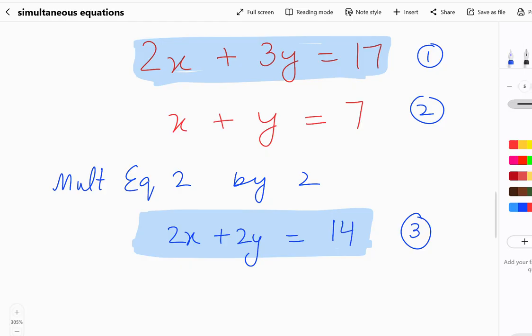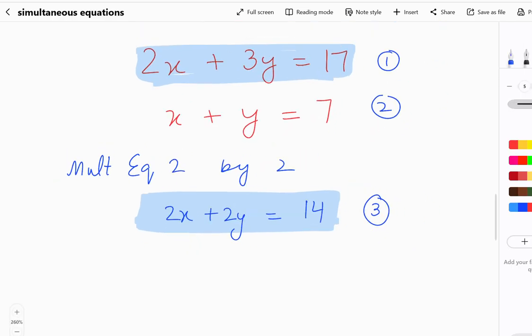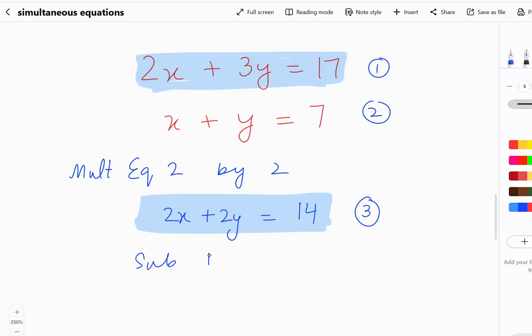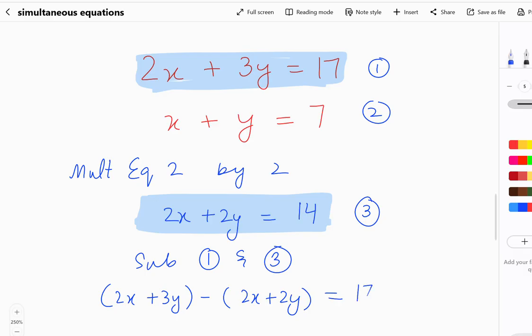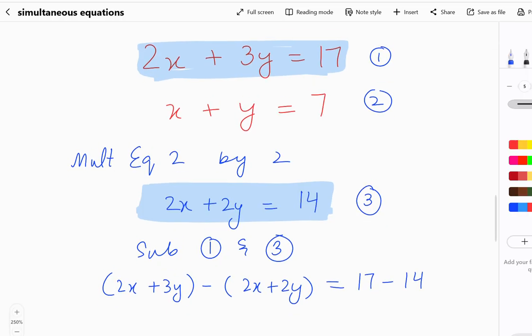Okay, so the left hand side with the left hand side. 2x plus 3y minus 2x plus 2y, and the right hand side with the right hand side, 17 take away 14. And you need to be sure which equation you are taking first. If you're taking equation 1 first, you must write the value for equation 1 first. This is equation 1, and this is also from equation 1. This is from equation 2, and this is also from equation 2. First, write the part for equation 1, and then from the other equation.